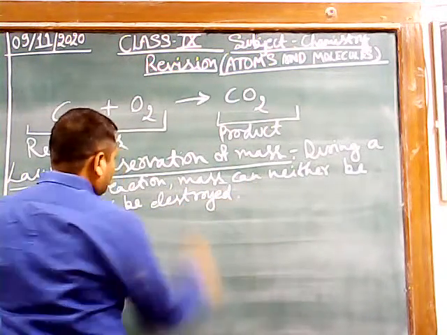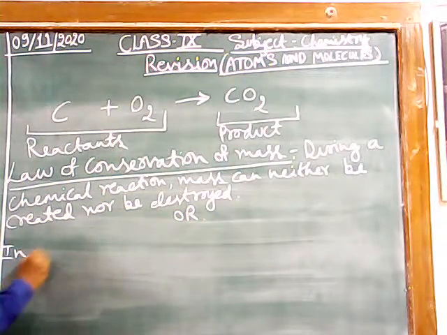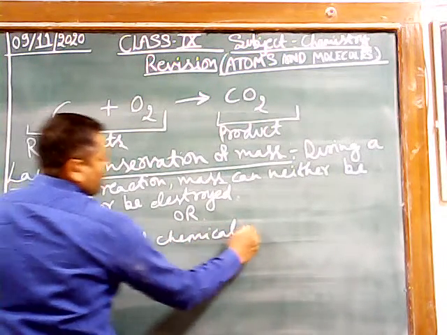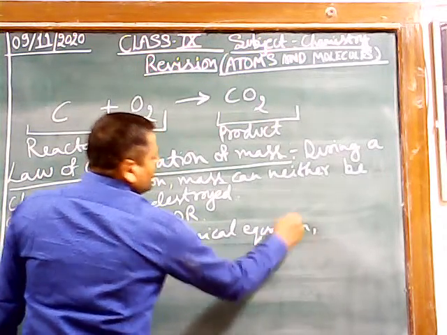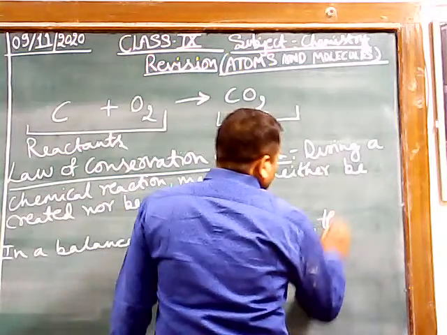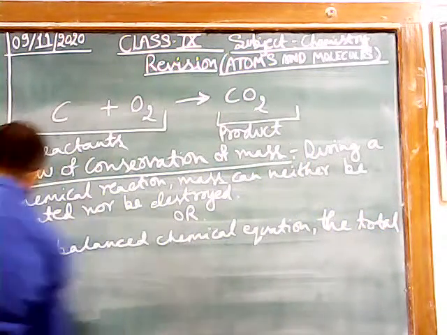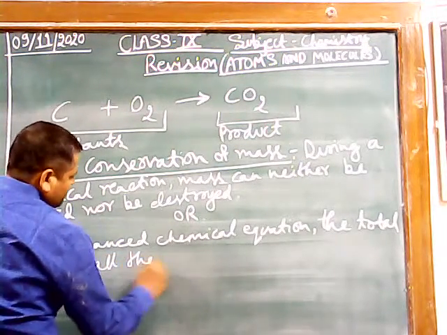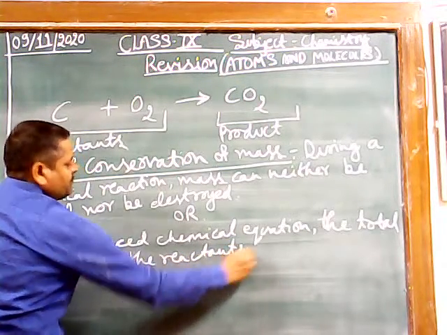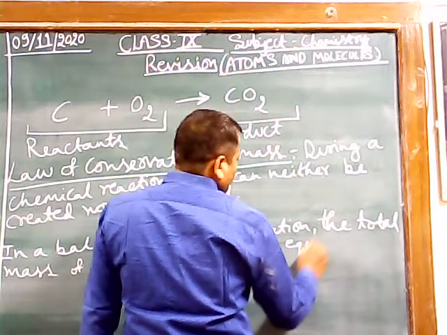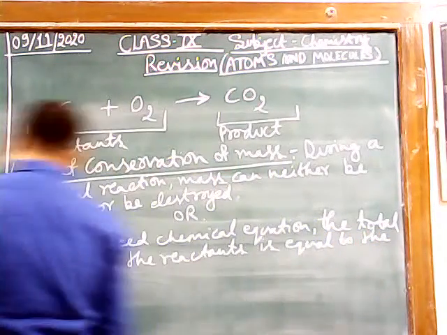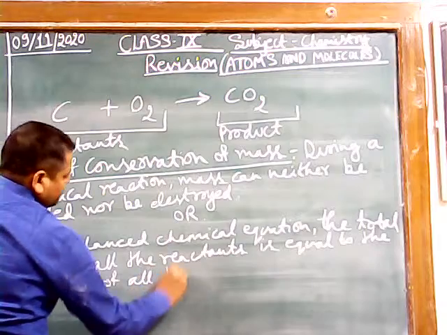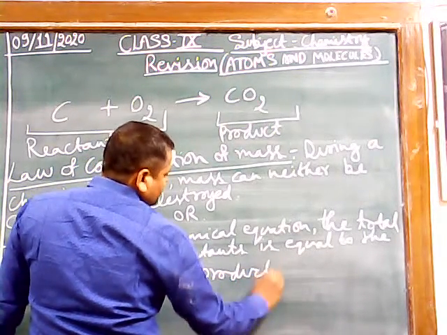Okay? Or we can also say in a balanced chemical equation, the total mass of all the reactants is equal to the total mass of all the products of the reaction.